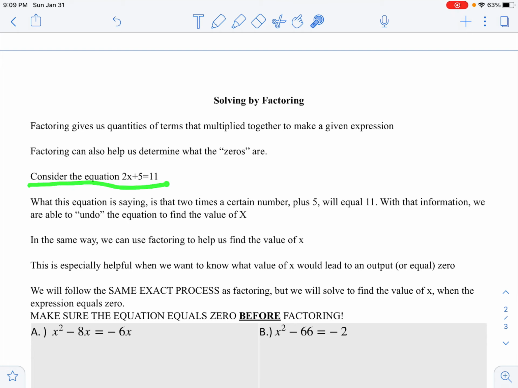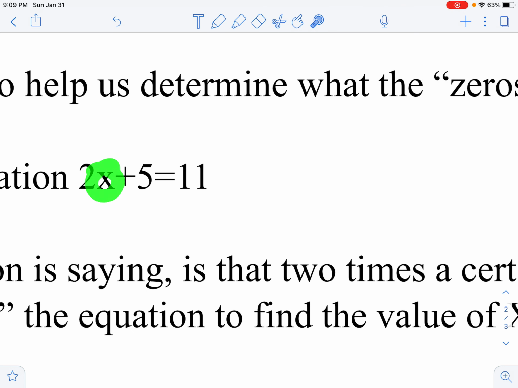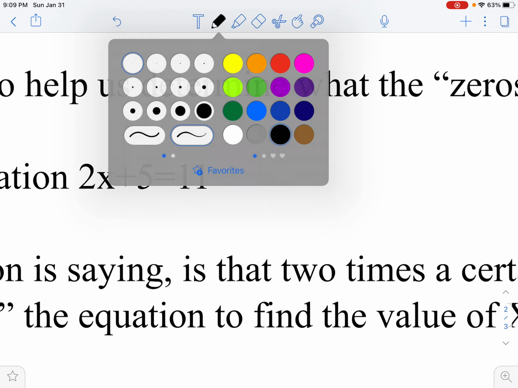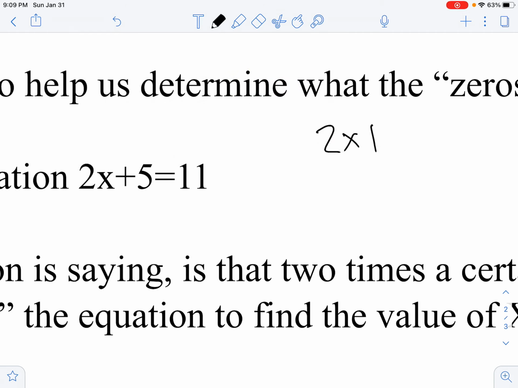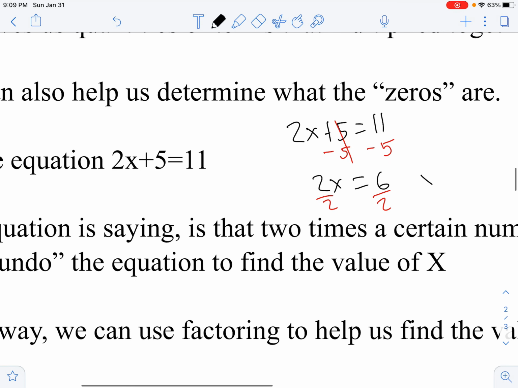Consider the equation 2x plus 5 equals 11. When we see an equation, we should know that in order to solve for the value, we undo the equation by doing the opposite. So think about 2x plus 5 equals 11. We would subtract 5 first, right? And 11 minus 5 should give us 6. And then we divide by 2 to find that x is equal to 3. That's the value of x.